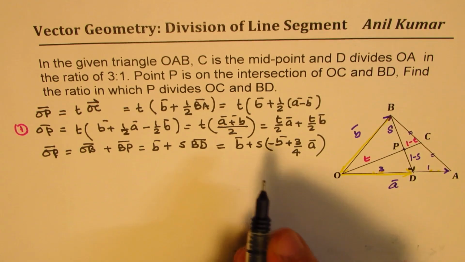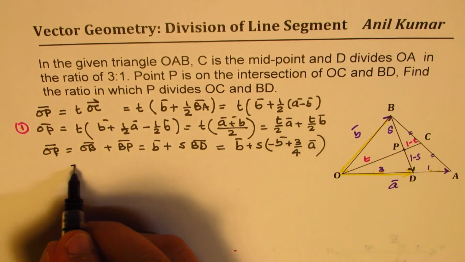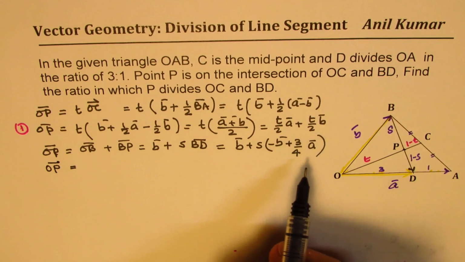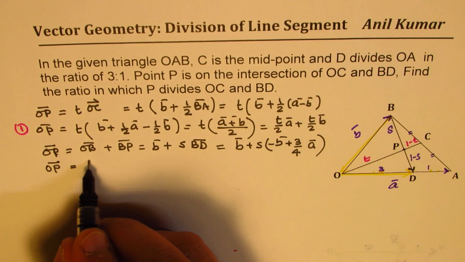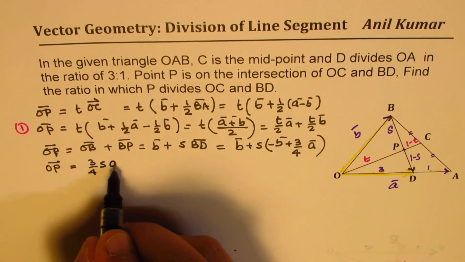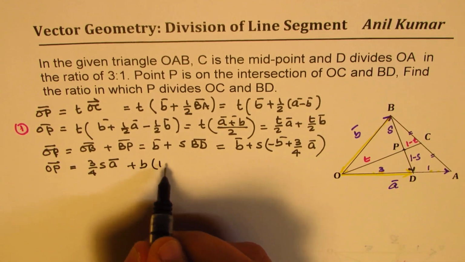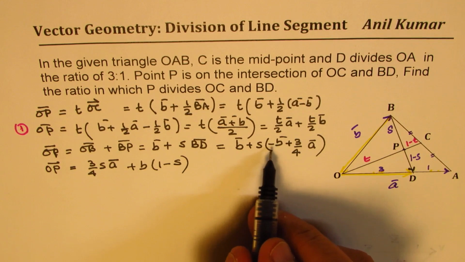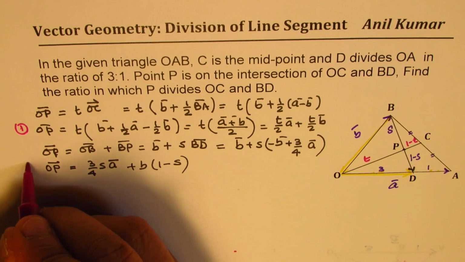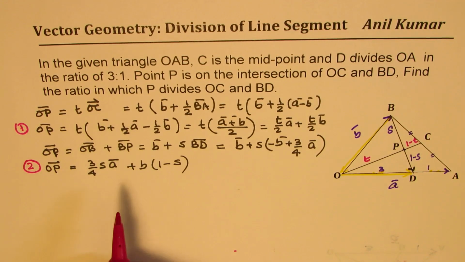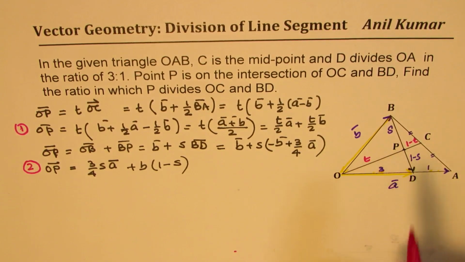Now, let's simplify this one and isolate A and B just as we did before. So we can now write OP as S times 3 over 4 A. So we can write 3 over 4 S times vector A. As far as B is concerned, we can take B common, 1 minus S, right? 1 minus S. So that is how we can write this vector. So we'll call this our equation number 2. Is that clear? So what we did was, we actually found 2 different ways of defining OP, right?